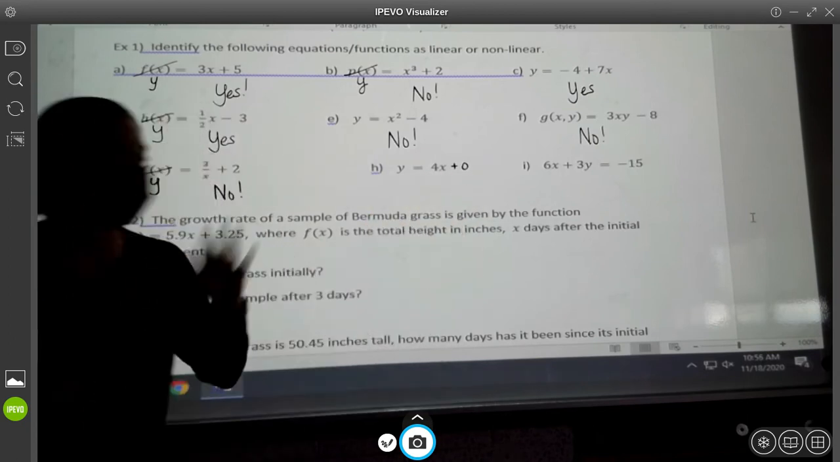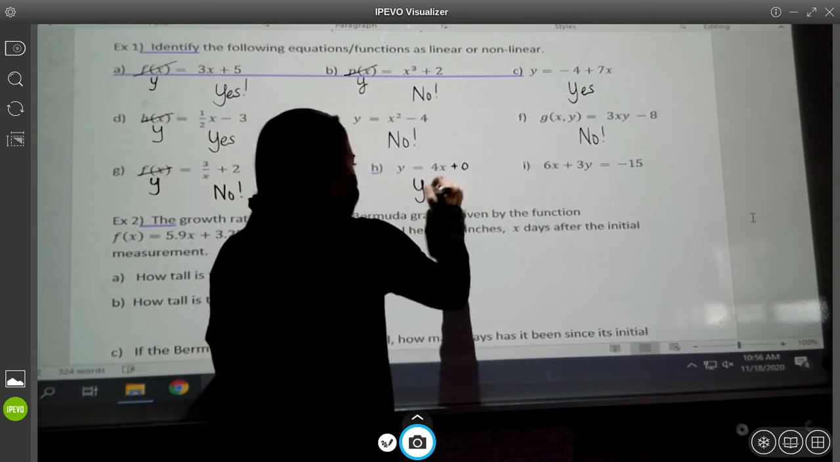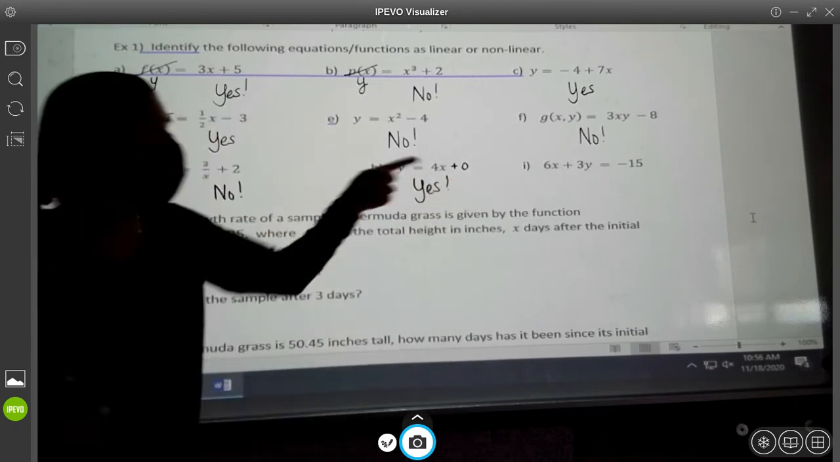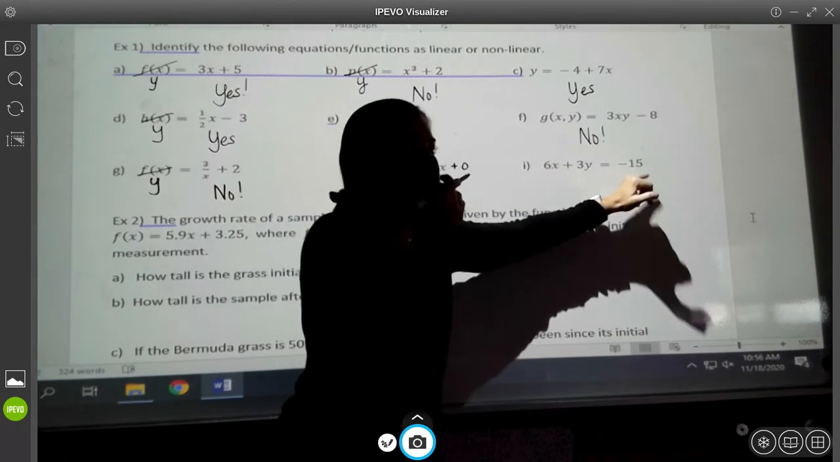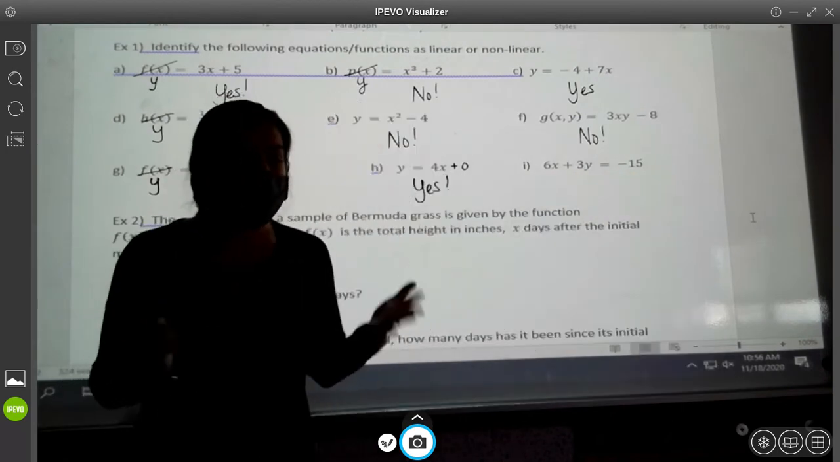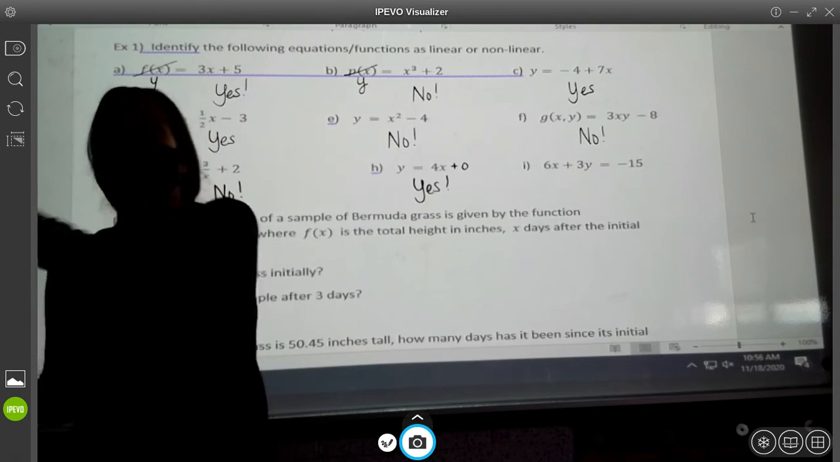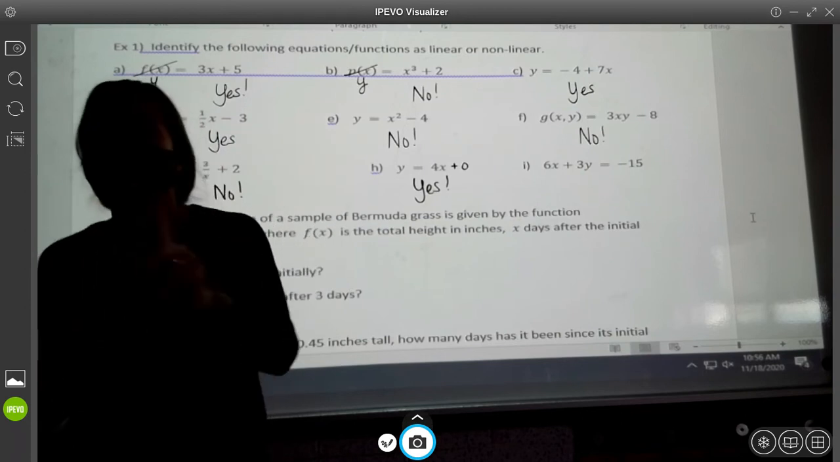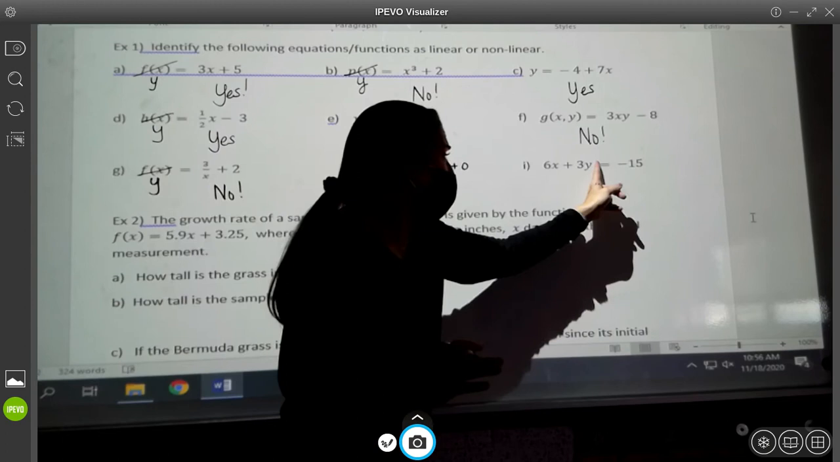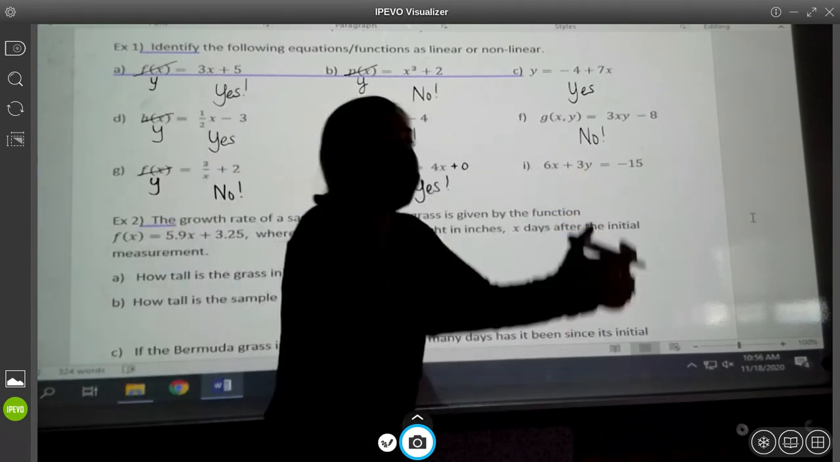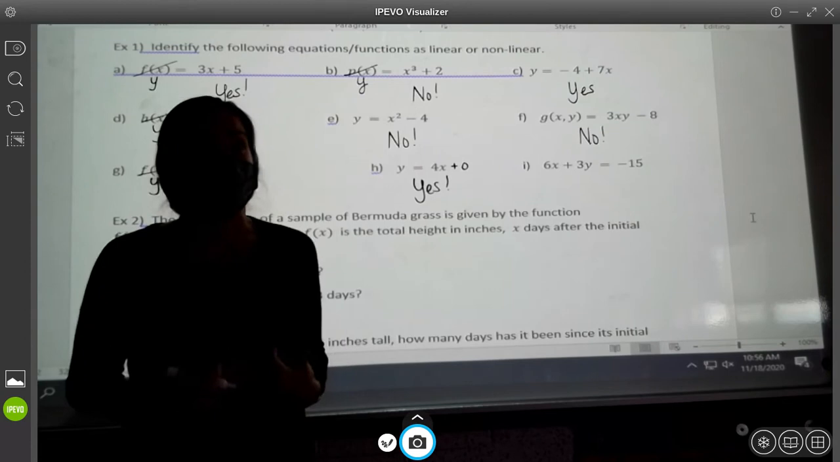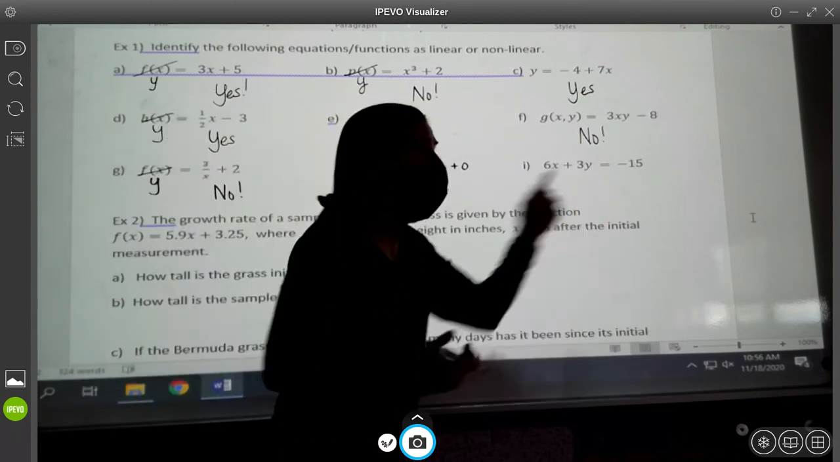All right, and then the last one. 6x plus 3y equals -15. I think we can all agree it's not in y equals mx plus b form, but it is degree 1. The highest power on any variable is 1. Could I solve this for y and put it in y equals mx plus b form? Definitely. So that is still a linear equation or function. It meets all of the requirements.